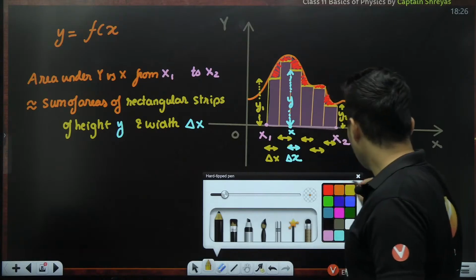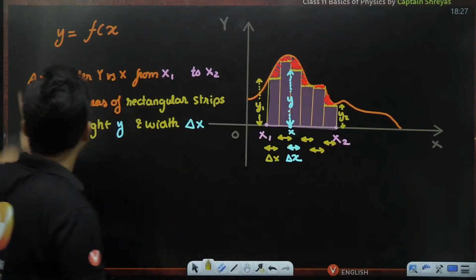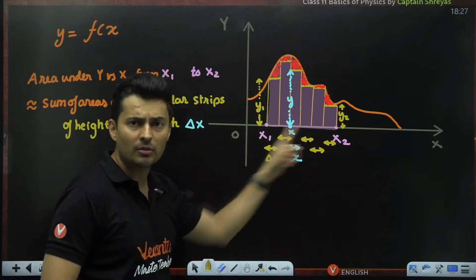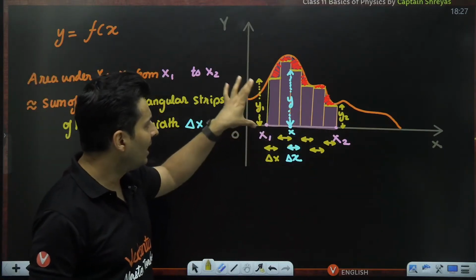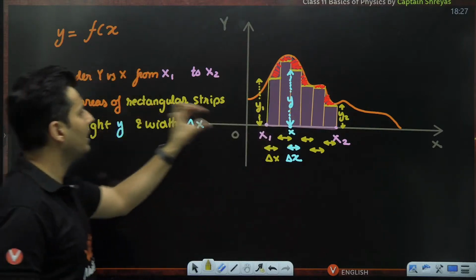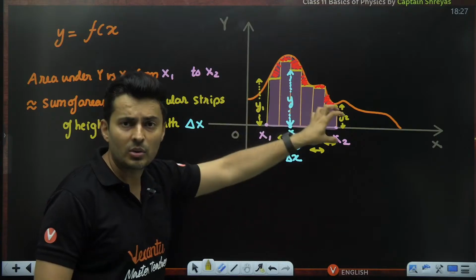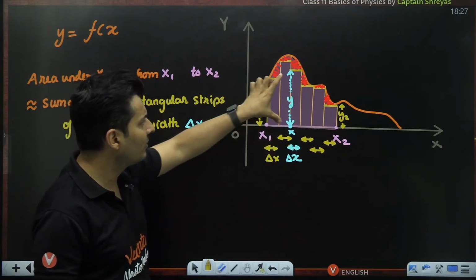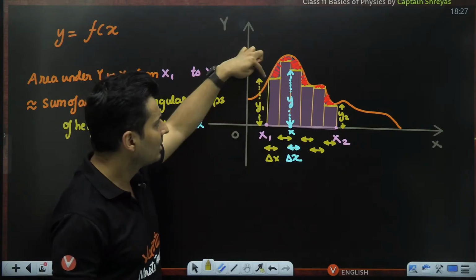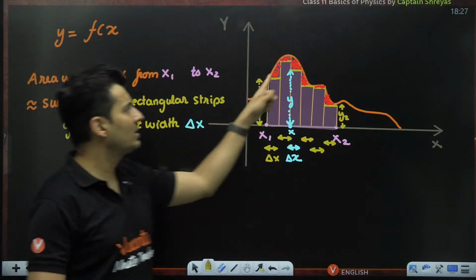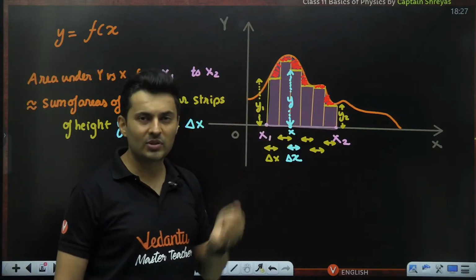Anyways, coming back to the concept. We were talking about the area under the y versus x graph from x1 to x2, and we had broken it down into small strips and calculated the areas of these rectangles, each of height y and width delta x. The problem was that it was not so accurate, because I'm leaving out some gaps over there.